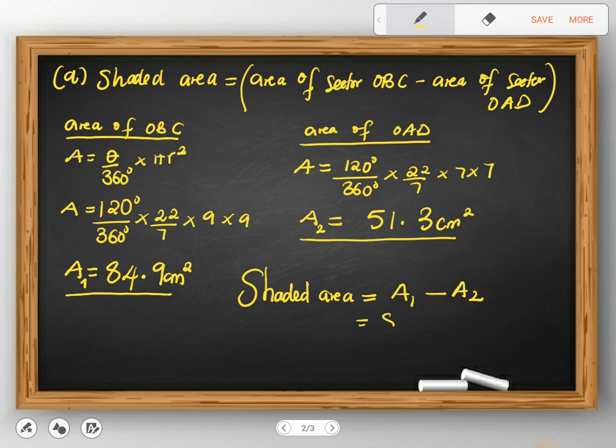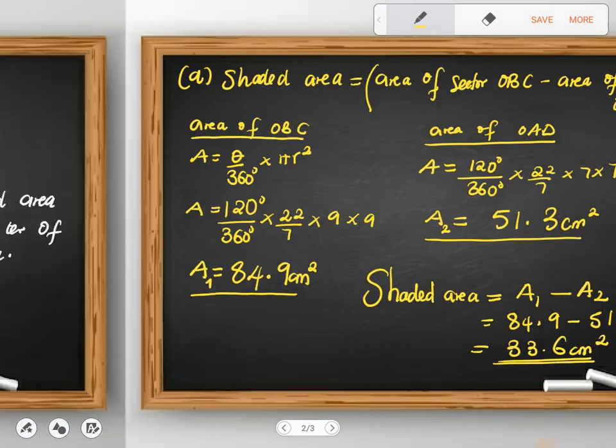So 84.9 minus 51.3, where I'm getting 33.6 square centimeters. And you are done. Let's go to B.